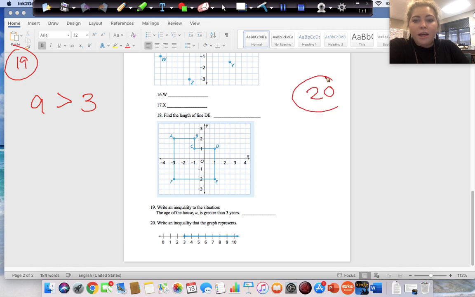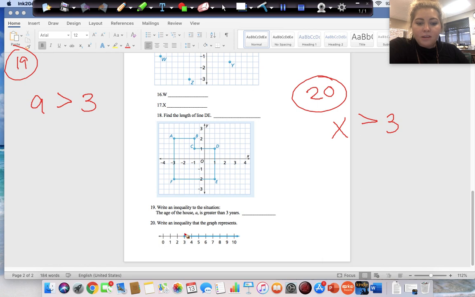Number 20, it says, write an inequality that the graph represents. We know we need a variable. It does not matter what variable you pick. It could be any letter of the alphabet. And then we need our number 3 because that's the number that it starts on. Okay, and we need to know if these numbers are greater than or less than 3. Well, 4, 5, 6, 7, 8, 9, 10, those are all greater than 3. So I need the greater than sign.